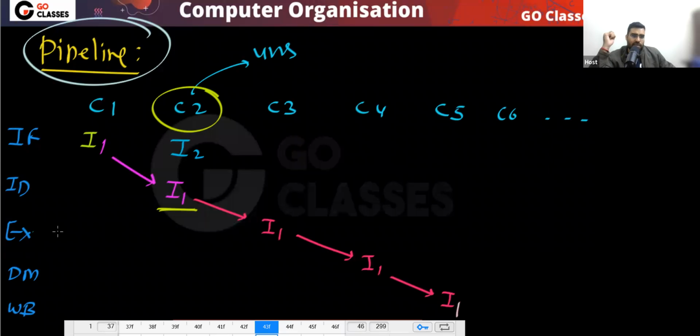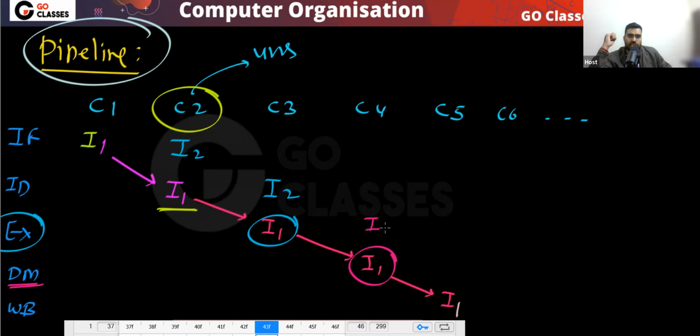Then when I1 is in the execution stage, this I2 can go to the decode stage. Then when I1 is reading the data memory, accessing the data memory, at that time this I2 can go to the execution stage, and so on.